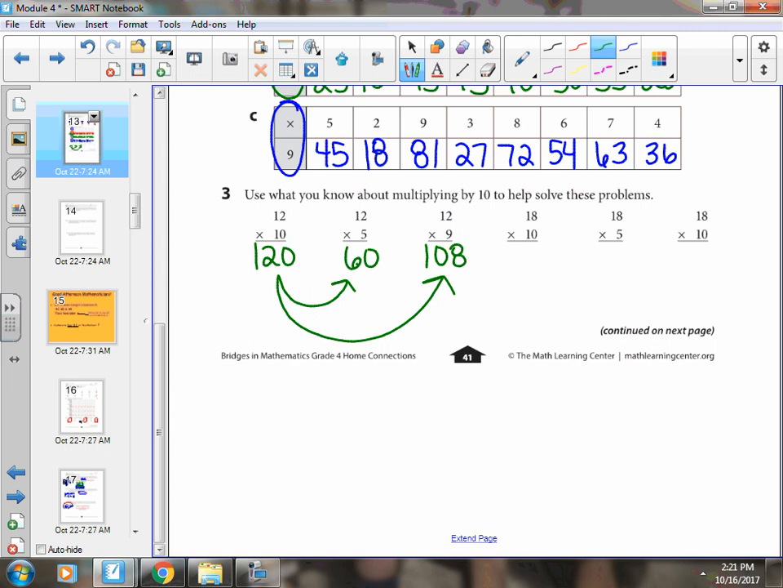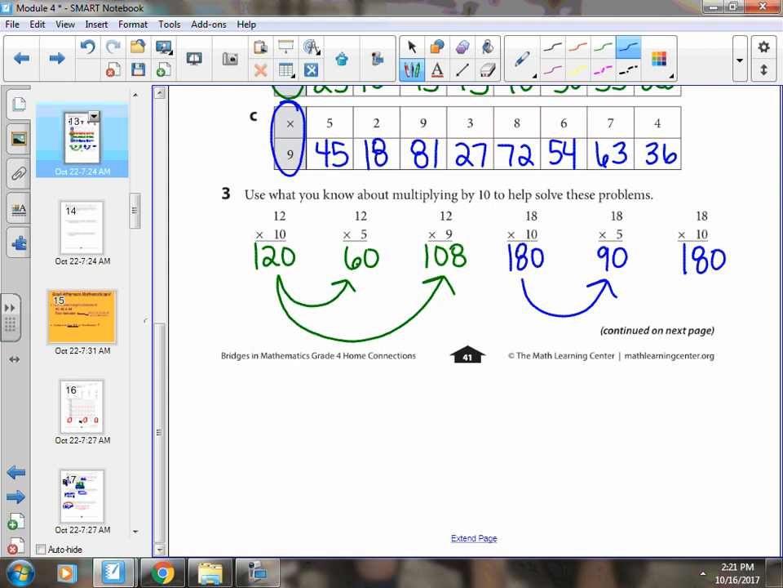The next group of 3, I think there must be a typo here. It says 18 times 10, add a 0 to 18 and you get 180. And I can see that it's the exact same thing right there. I wonder if maybe they meant for it to be 18 times 9. Anyways, if you know what 18 times 10 is, 18 times 5 will be half of that.